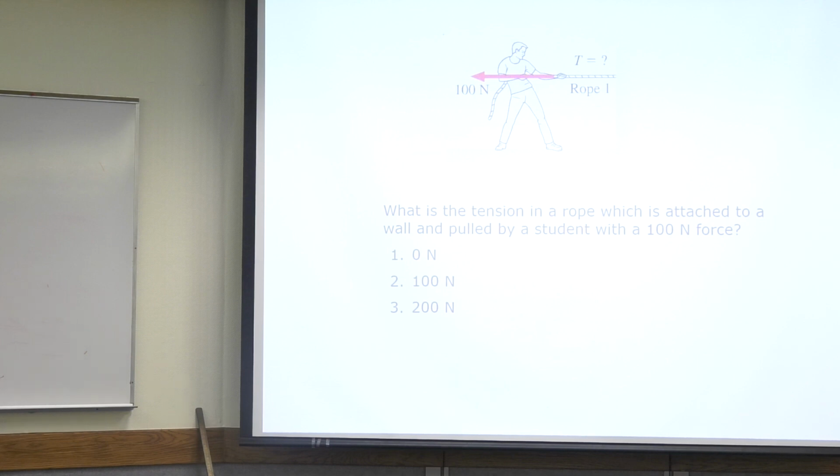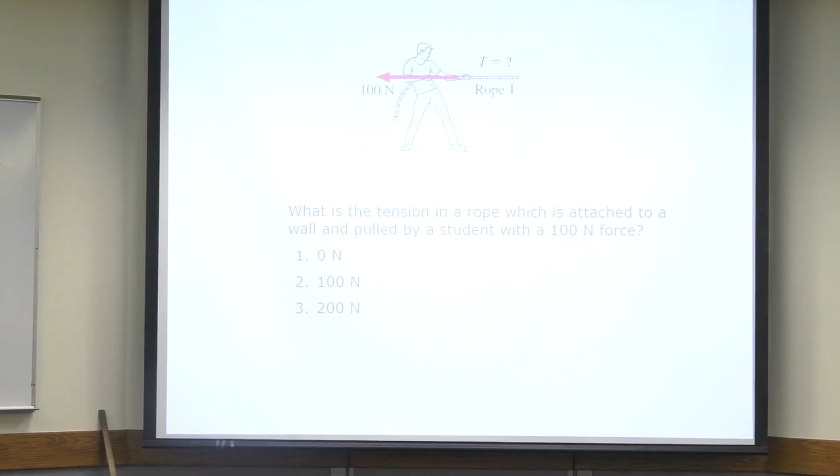Okay, so here we have a student. The rope is attached to the wall. That's important. And the student is pulling to the left with 100 newton force. What is the tension in a rope which is attached to a wall and pulled by a student with 100 newton force? Pause your video and figure it out. The student's pulling on it with 100 newtons. So what's the tension? Well, 100 newtons, right?